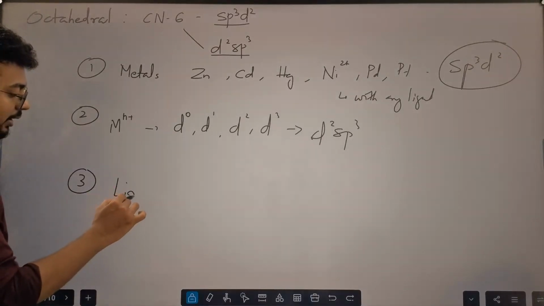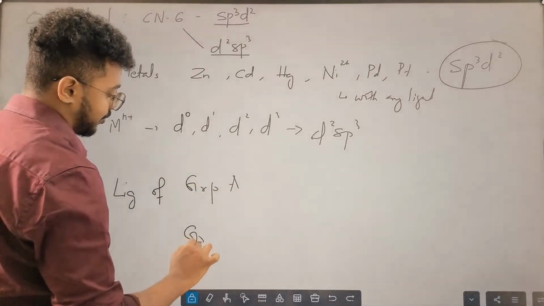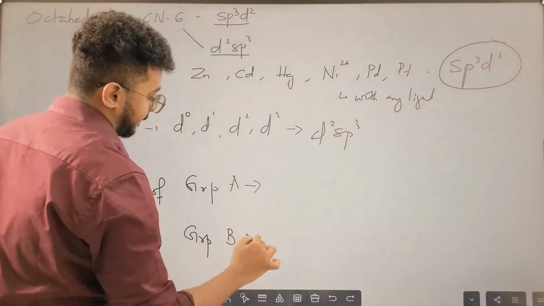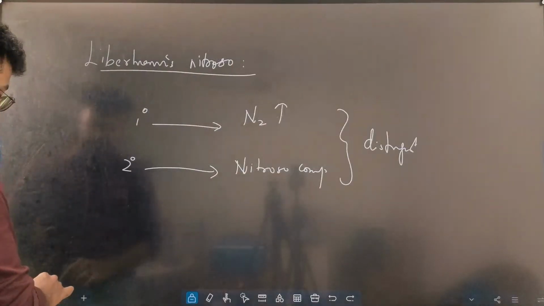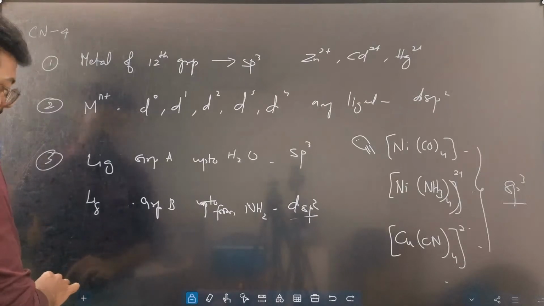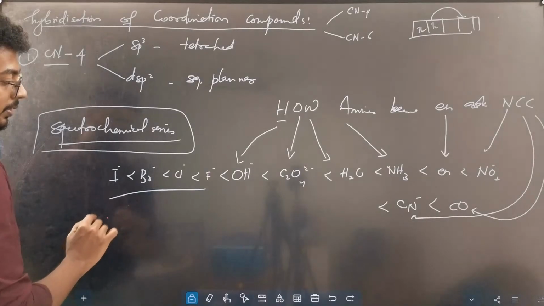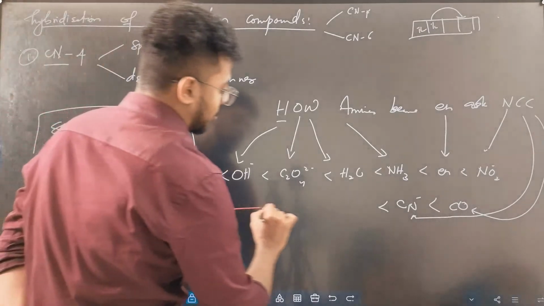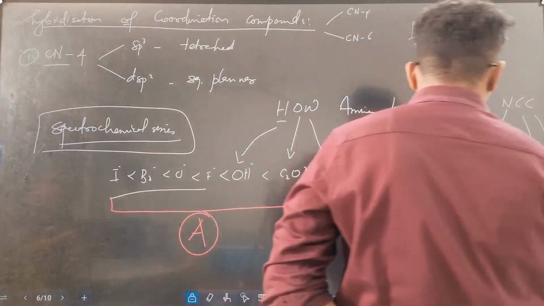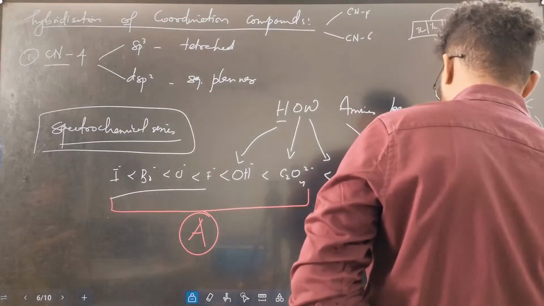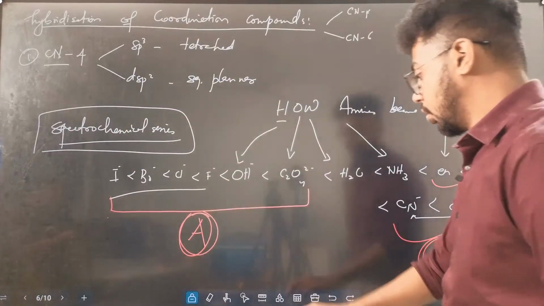Again, for ligand of group A and ligand of group B. So here, what is group A? The group A is up to oxalate. This is group A, and from En to CO, it is group B. This is up to oxalate.